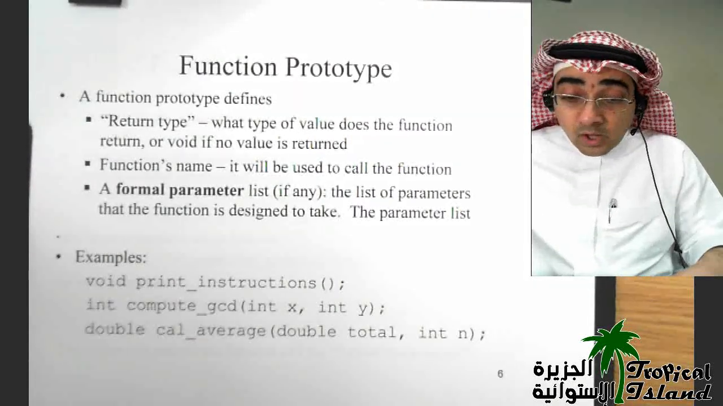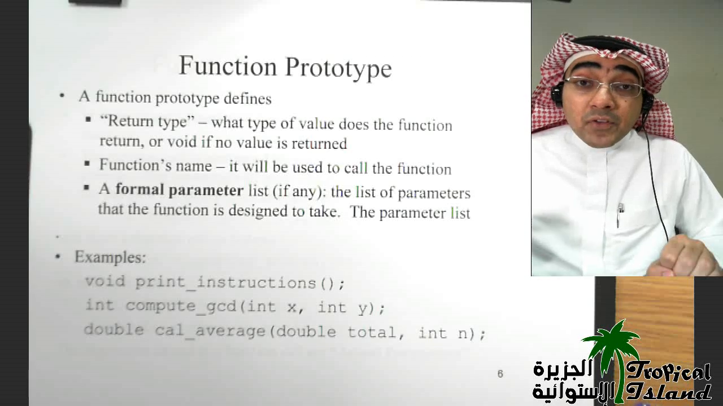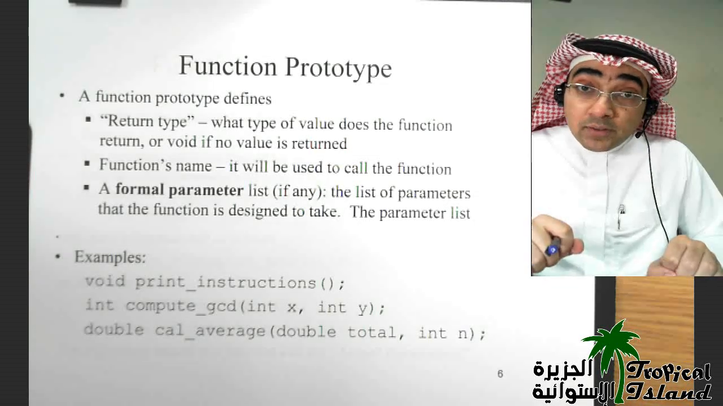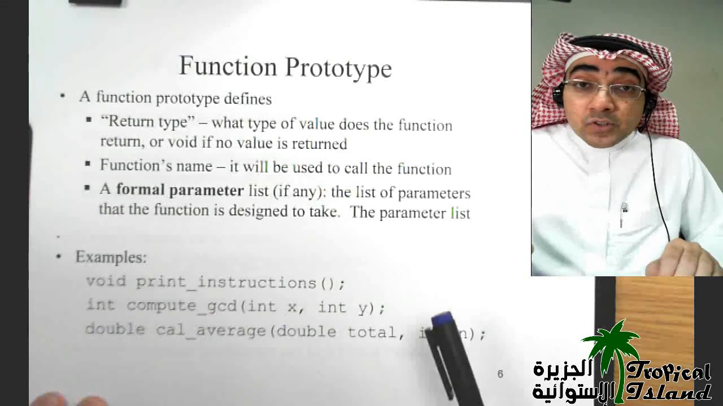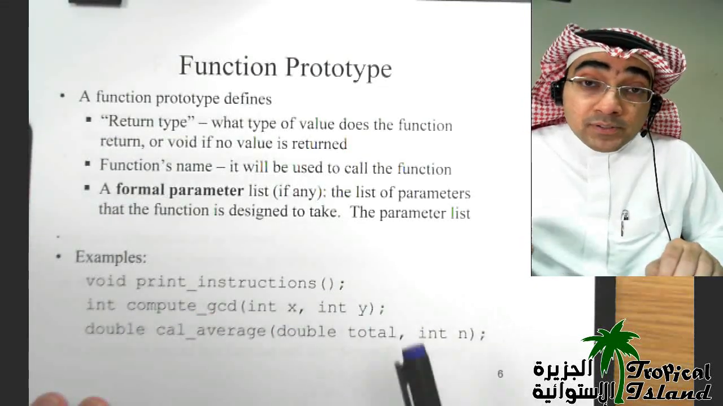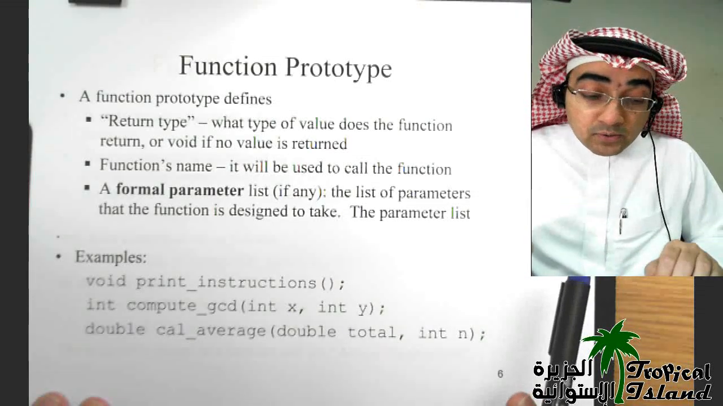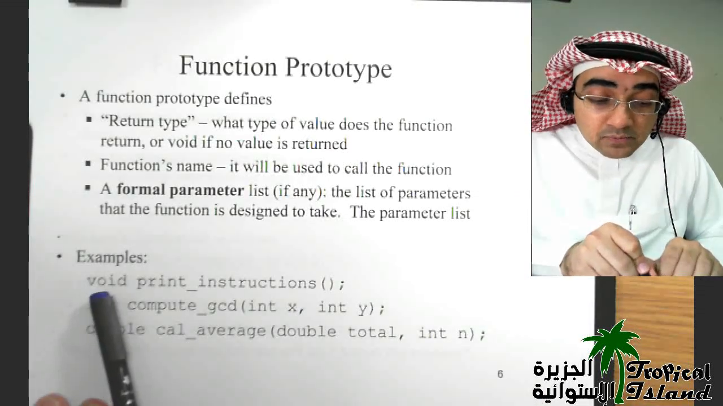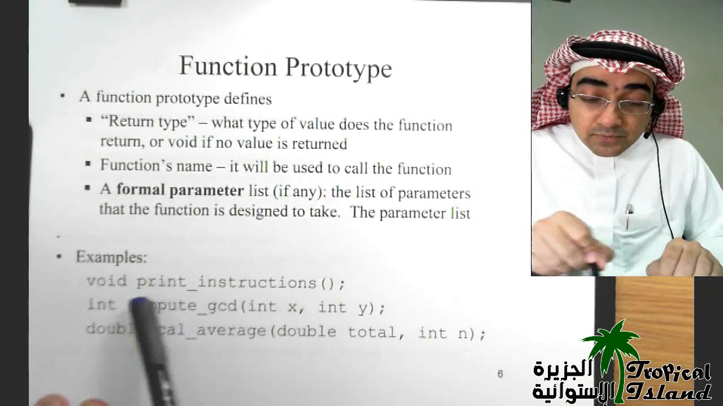Okay, so first of all, let's start with the function prototype. A function prototype has three and only three objectives. First, it has to tell us what the function returns. If it returns something, what does it return? If it doesn't return anything, you have to tell me that it doesn't return anything. An example here is the word void. Void means it returns nothing. These are three examples of three functions.